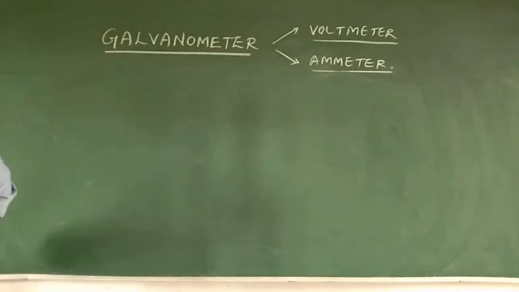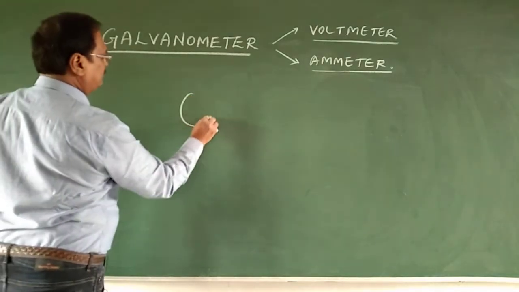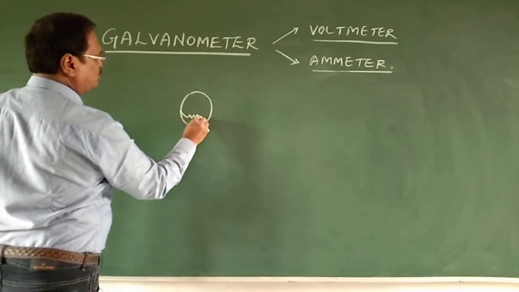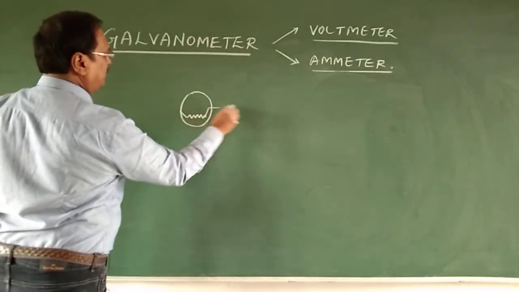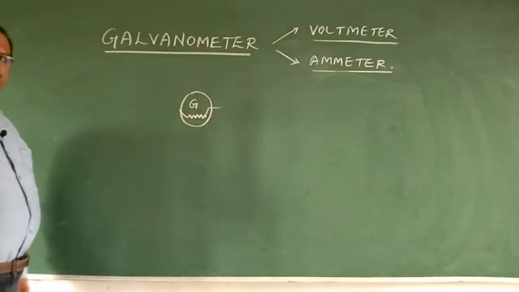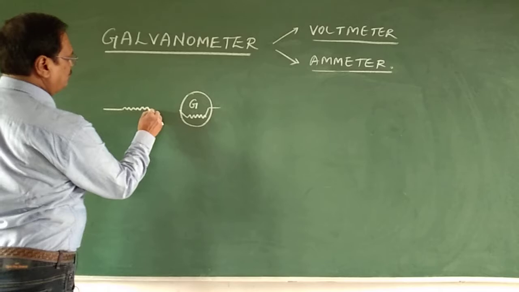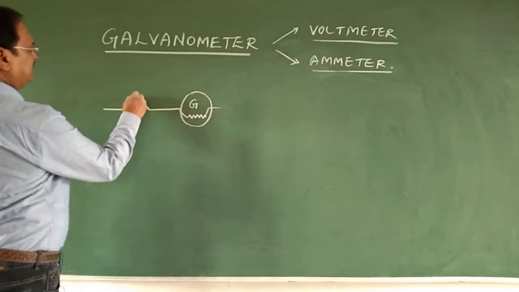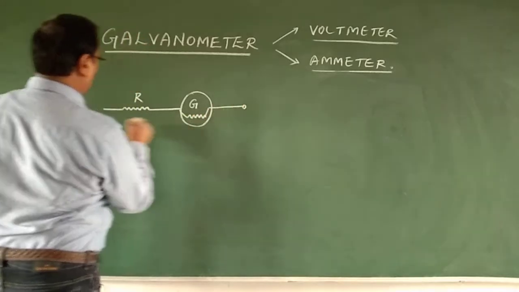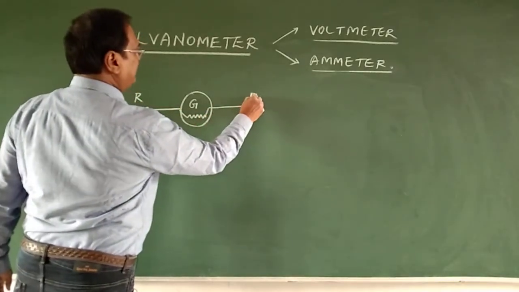Okay, what I am going to do is take a galvanometer. A galvanometer has its own resistance, since it is made up of a coil. Let us say its resistance is G. And I am going to connect a resistance first in series. Let the resistance be R. These are the two ends of it, A and B.